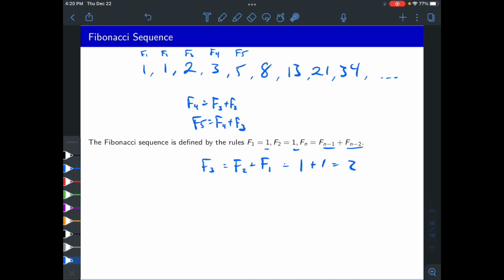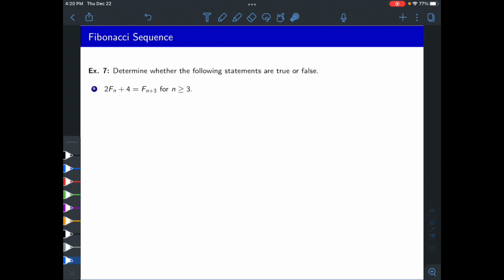So this is the Fibonacci sequence. It's a very famous sequence. It shows up all the time, like in nature. You can Google that. I won't go into that here, but it's a very famous sequence.